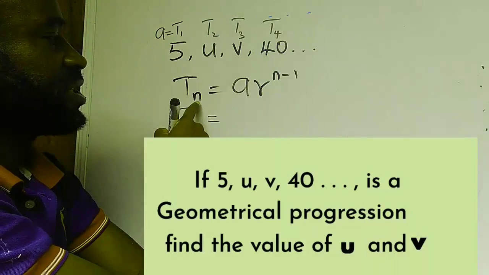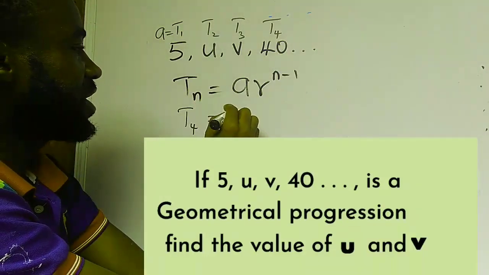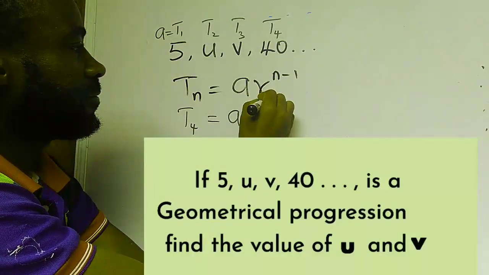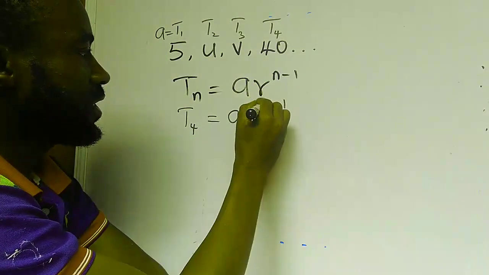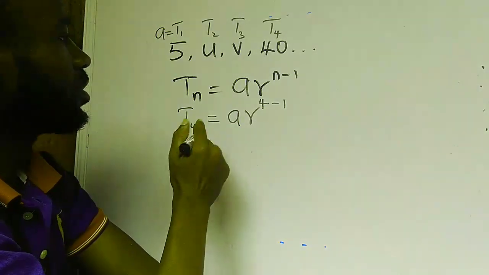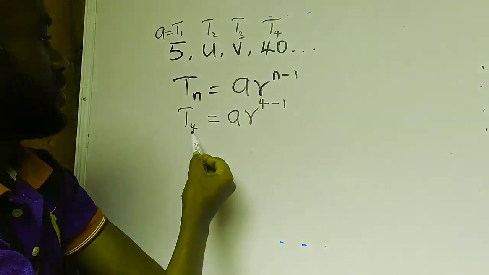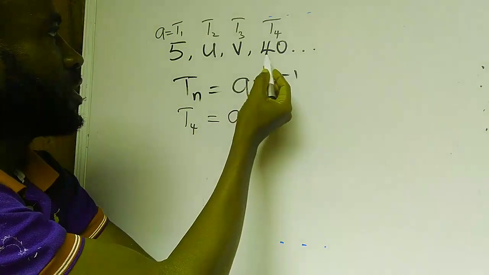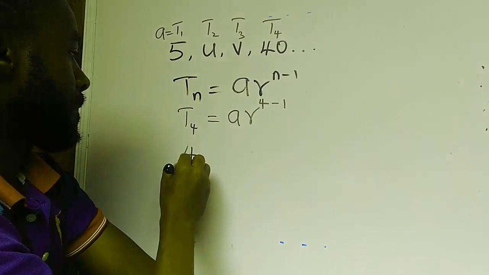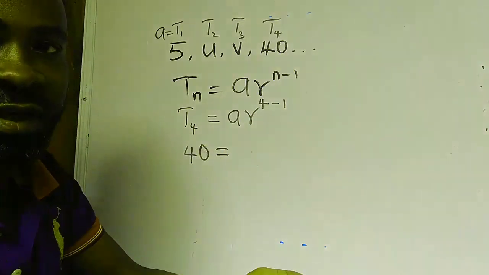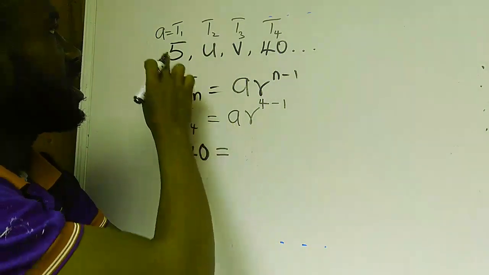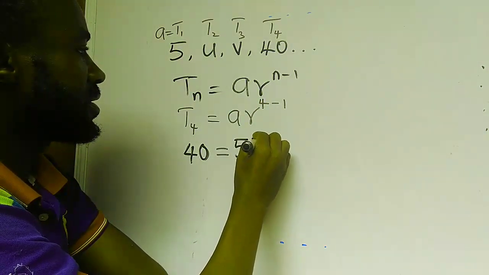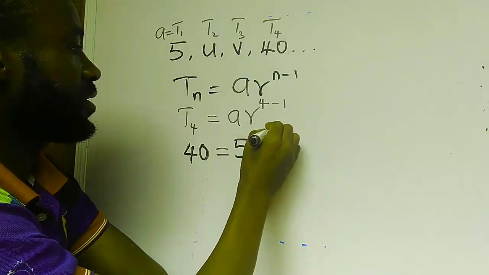remember this 4 now is taking the place of this n. So when we slot that into this formula, I'm going to have n going to be 4 minus 1. Can you see that? Now I'm going to replace the value T4 as 40 and my A as 5. So T4, which is 40, is equal to my A, which is 5, then R, which I don't know yet, raised to 4 minus 1, which is 3.